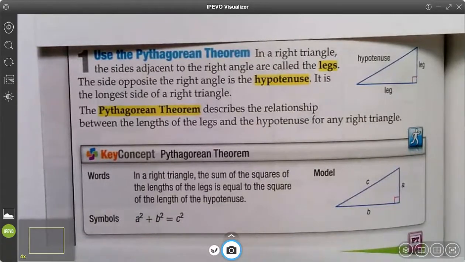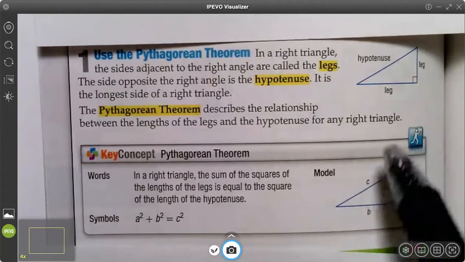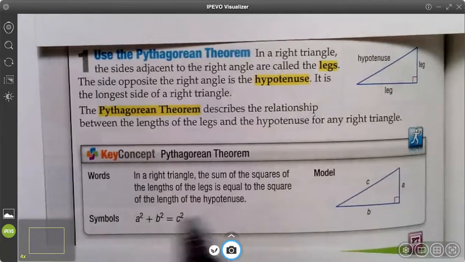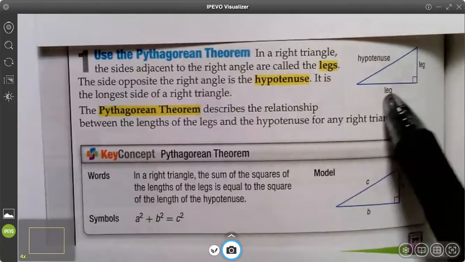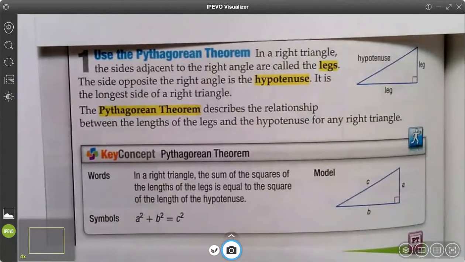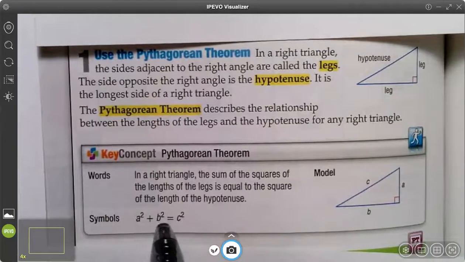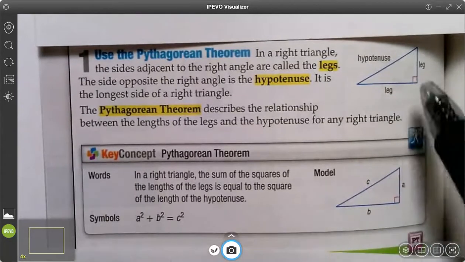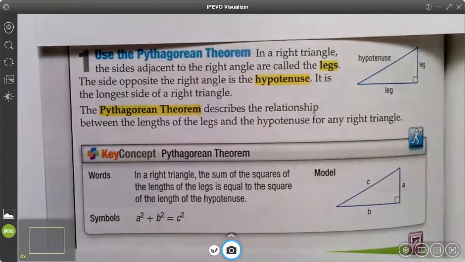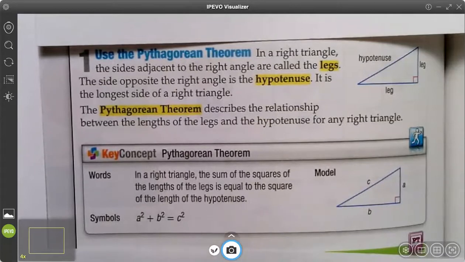The Pythagorean theorem states that if you take each leg and square them and add them together, you'll get the square of the hypotenuse. Now, that's kind of confusing to say, but the Pythagorean theorem is a squared plus b squared equals c squared.